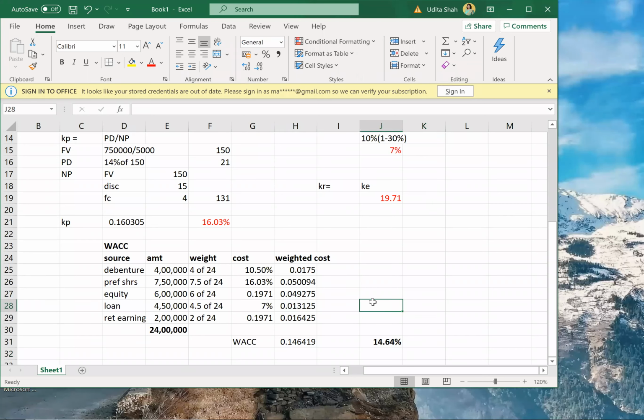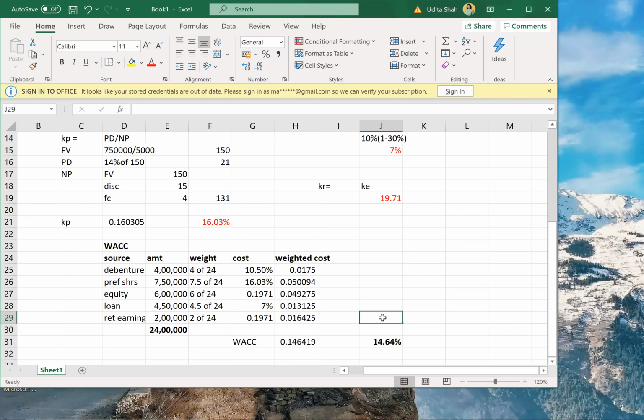So see if you understood this 14.64%. How did we get that? Amount was given in the problem. Weight was amount divided by total. Cost we had calculated. So weight into cost. So 10.5% into 4 by 24 will give me weighted cost. The total of weighted cost is our WACC. Okay. That was the first concept of WACC.